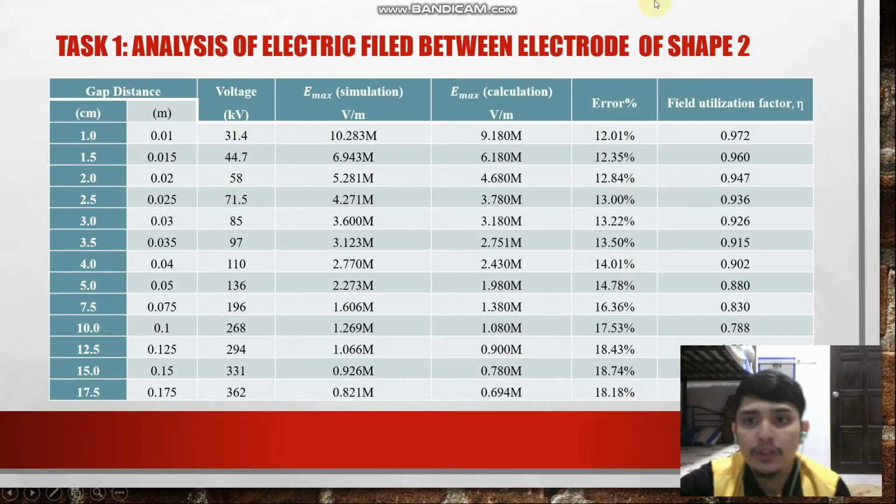For table number 2, for the M2 sphere shape, the distances are the same as shape number 1. The E for both simulation and calculation also keeps decreasing. The difference here is the percentage error. You can see it keeps increasing until it comes to 17.5, where it drops a little bit. The field utilization factor also keeps decreasing, same as shape number 1.